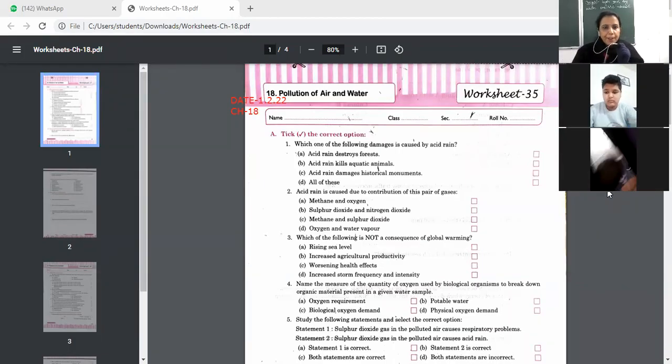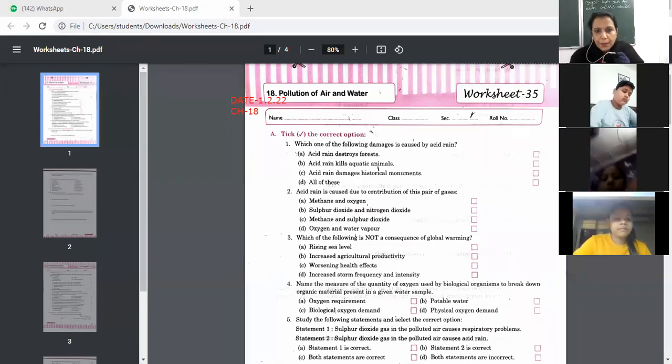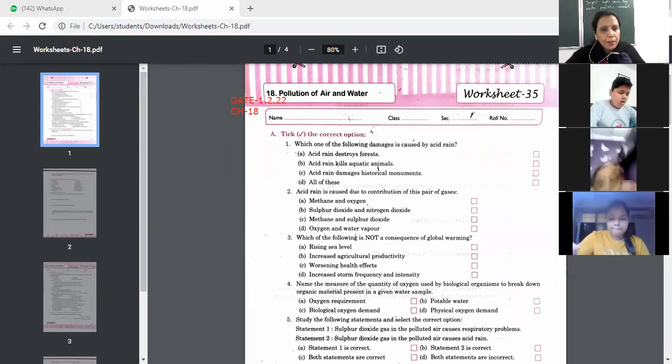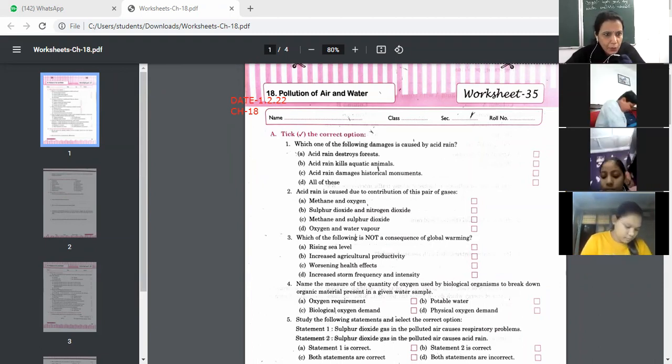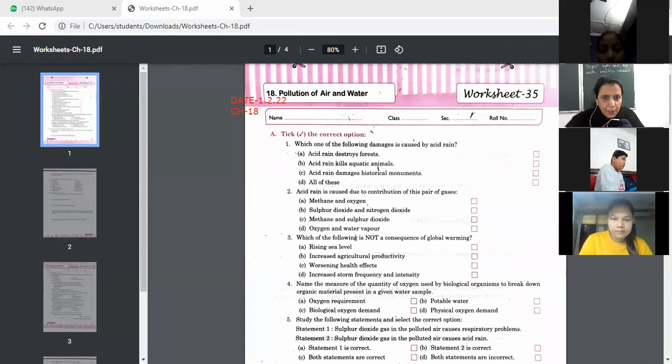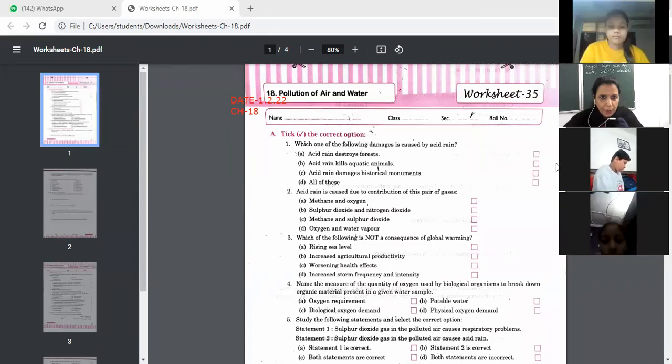Today, after completing chapter number 18 and discussing the pollution of air and water, now we'll switch to worksheet number 35 of your workbook. So let's start this worksheet. Your question number 1 is tick the most appropriate answers. Let's do it.